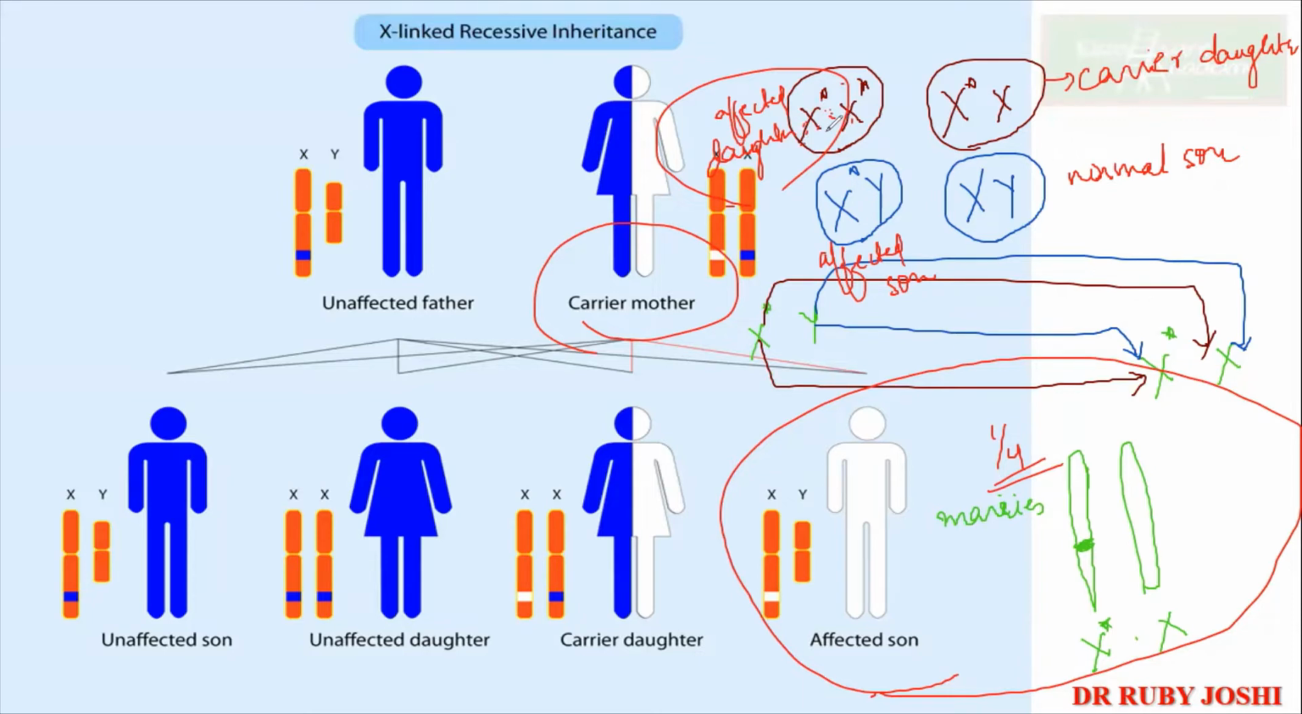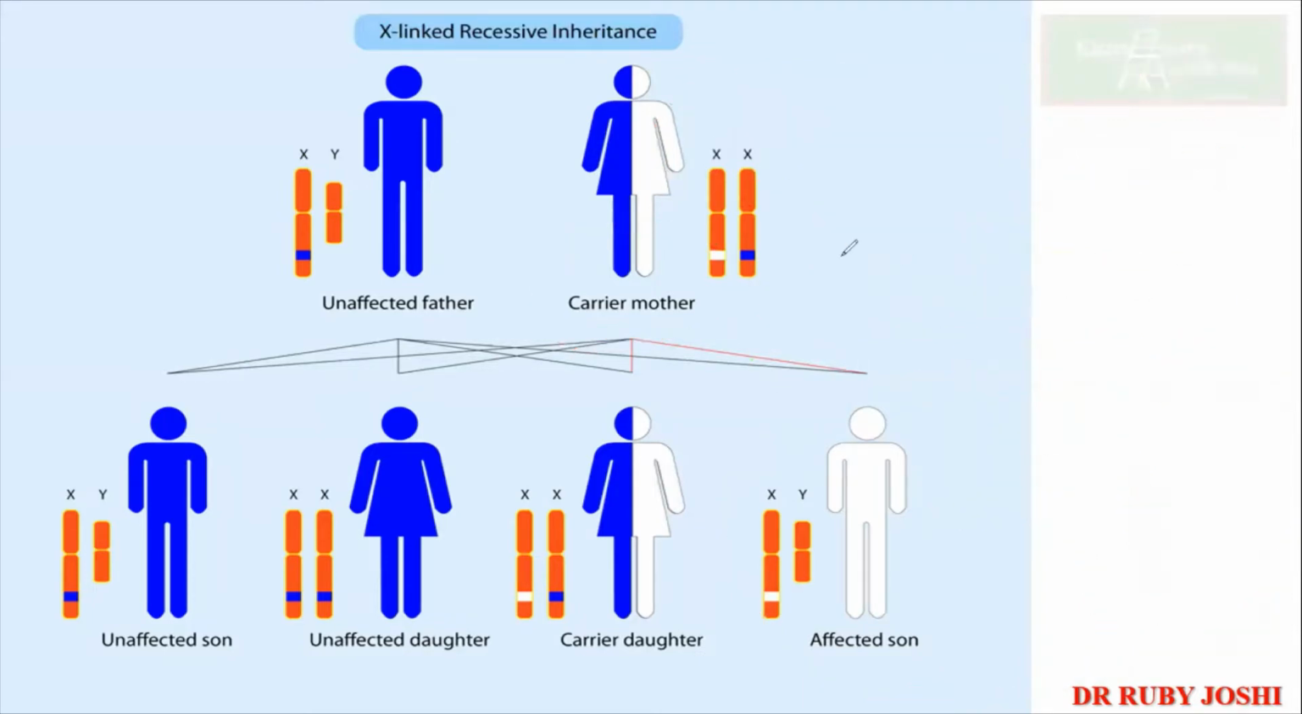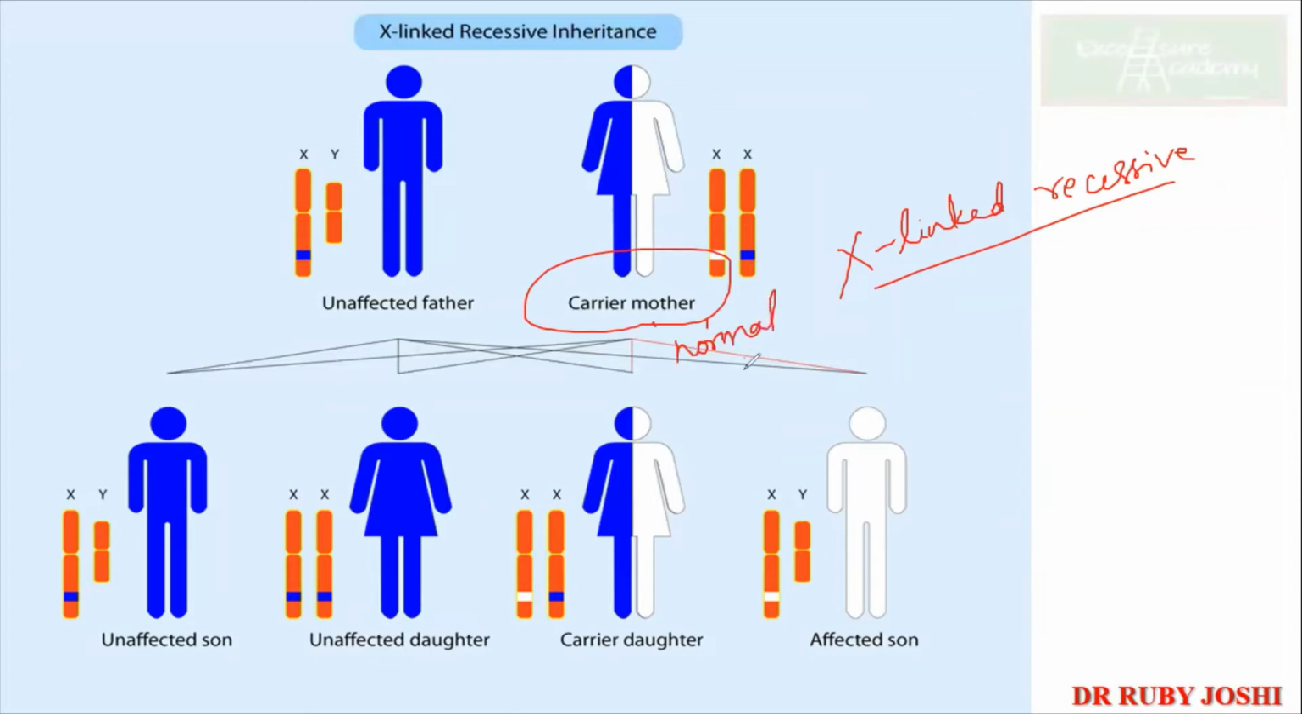So that is Duchenne one. When you say something is X-linked recessive, okay? Recessive here means, what? It is present, but it is not lethal to the organism, and that's why the carrier mother is surviving and living a normal life. Okay?